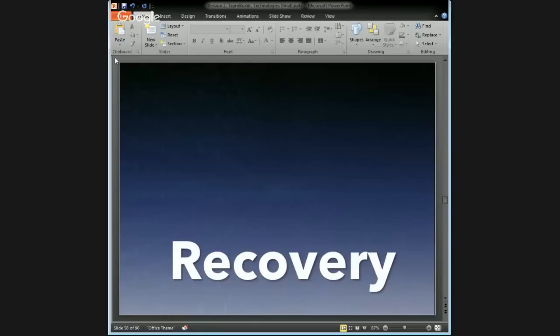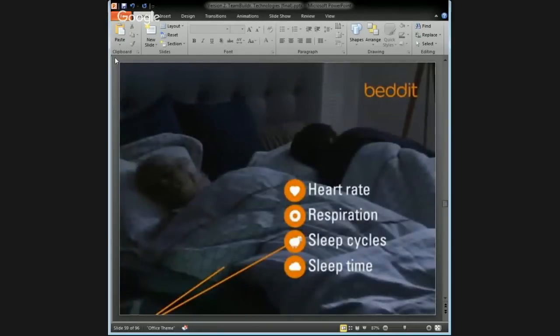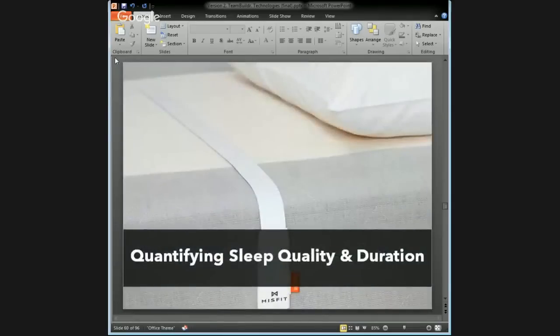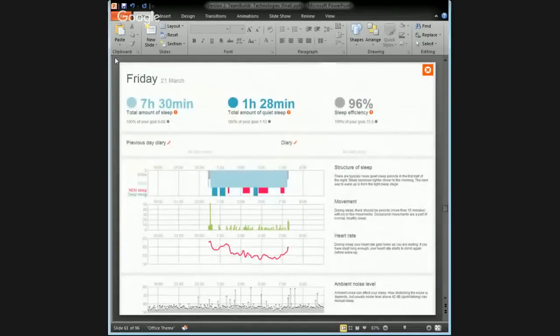Recovery, right? And there's a lot of recovery modalities out there now. Something like BEDIT, right? You get an idea of heart rate, respiration, sleep cycles. You start to be able to quantify sleep quality and sleep duration and tease out different variables from BEDIT. So total amount of time asleep, how efficient was your sleep? How much movement did you have? What was your heart rate?